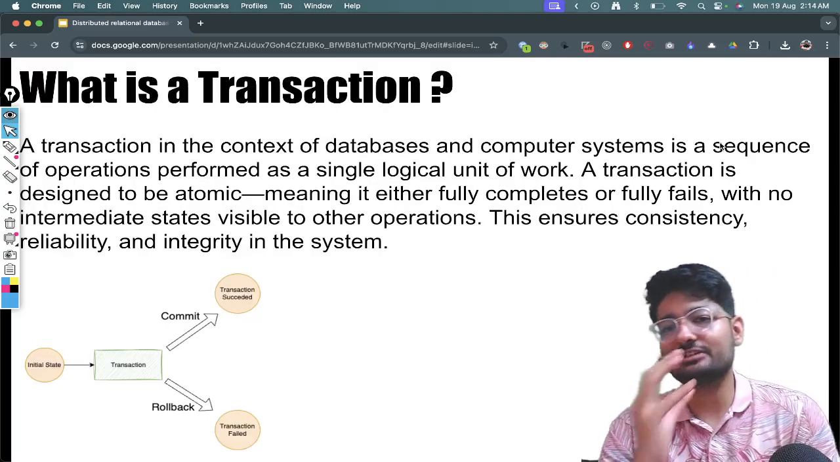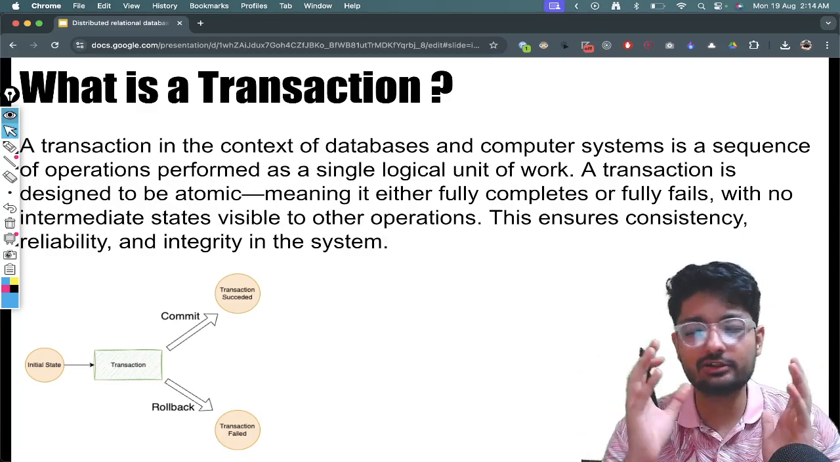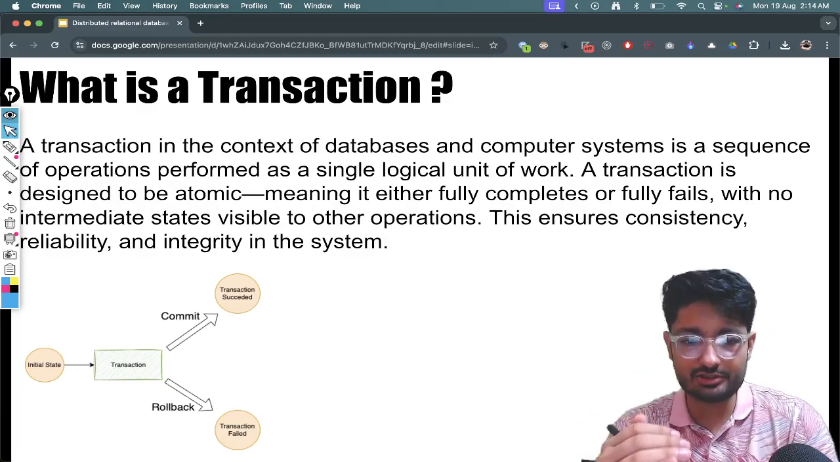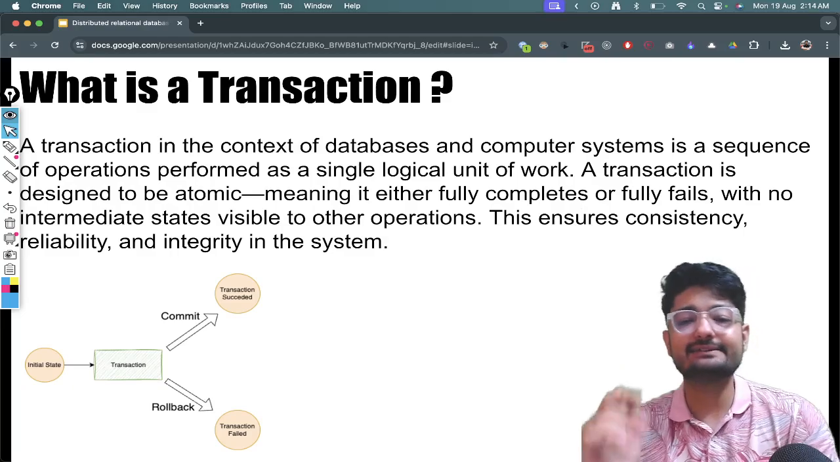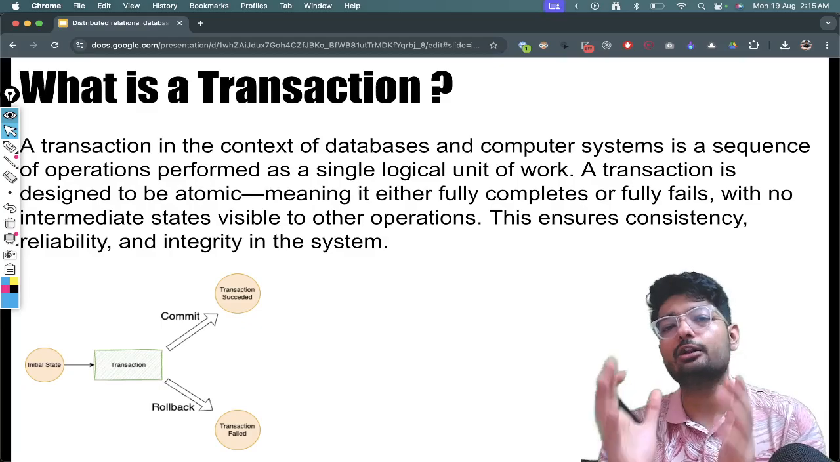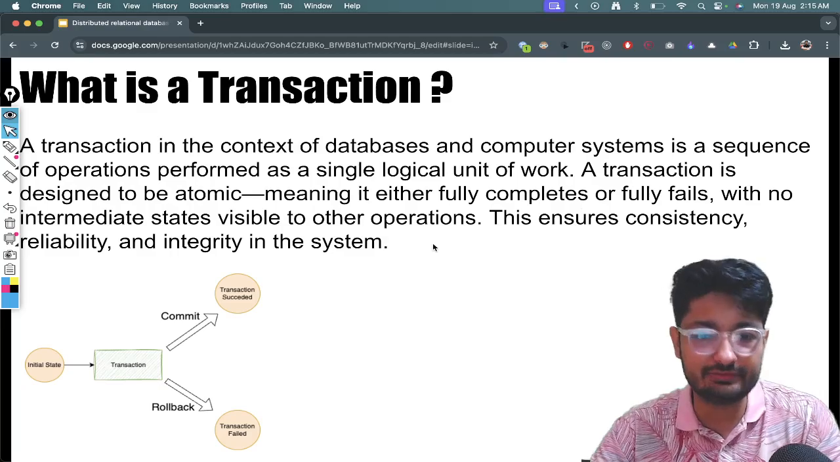So, what is a transaction actually? In the context of databases and computer systems, a transaction is a sequence of operations that are performed as a single logical unit of work. It has to be performed as a single logical unit of work. Okay, let's take an example before completing this definition.